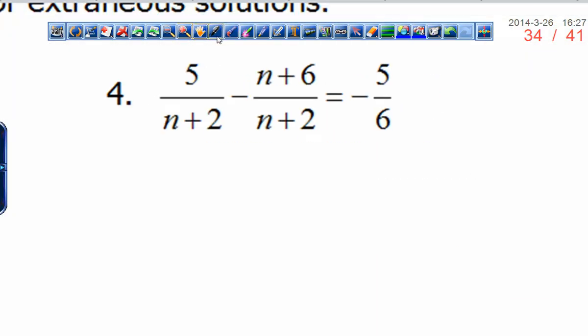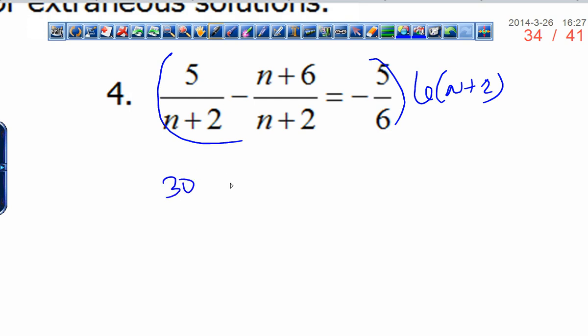I think we're going to finish number 4, and then I'm going to let you do 5 and 6. Okay, we're multiplying by 6 and (n plus 2). This time I'm not going to show my work, see if you can keep up with me. So n plus 2 would cancel out here, and so I just get 30, 5 times 6. Here, the n plus 2 would cancel out again, so I got 6 and then (n plus 6). And then this, 6 cancels out, so I got negative 5 and (n plus 2).